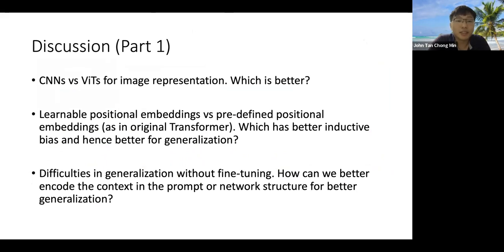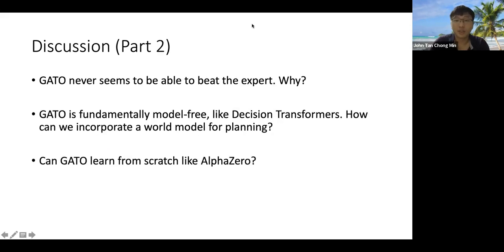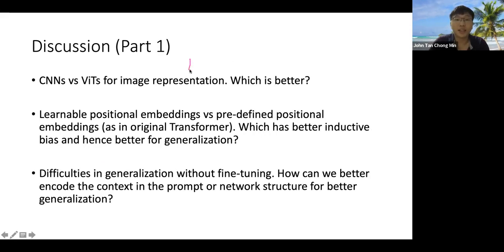The first thing is that in this GATO architecture, they use CNNs instead of vision transformers for the image representation. So what do you think is better to use to process images? Anyone want to share your view? My view is that CNNs are better in terms of generalization, because using the right bias of the filter, you can map this filter to larger objects, rather than just putting the image into patches, which may not be that generalizable.